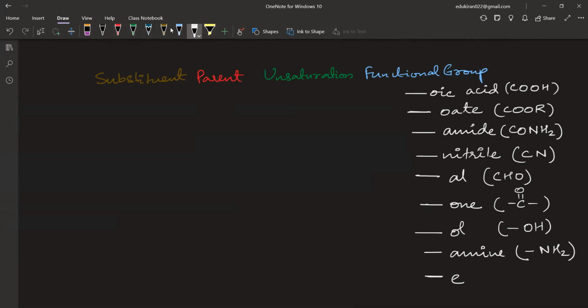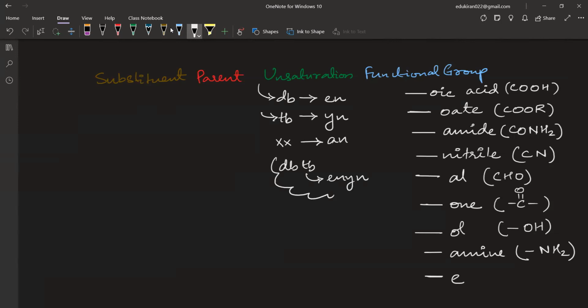For unsaturation, what do we have? If you have a double bond, then we will be using the word en. If you have a triple bond, then we will be using the word yn. And if you don't have a double or a triple bond, that means you only have single bonds, and we will be using an. But if you have both double bond and triple bond, then we will be using words like enyne. Now these cases will be explained with examples and you will understand them. Don't worry about this now. Just write it here.